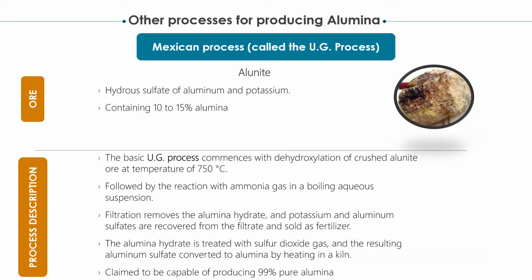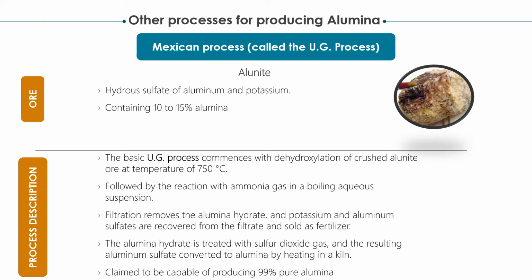There are alternative processes for producing alumina. The first is the Mexican process called the UG process. The basic UG process commences with the dehydroxylation of crushed alunite at a temperature of 750 degrees. Alunite is a hydrosulfate of aluminum and potassium containing 10 to 15% alumina.